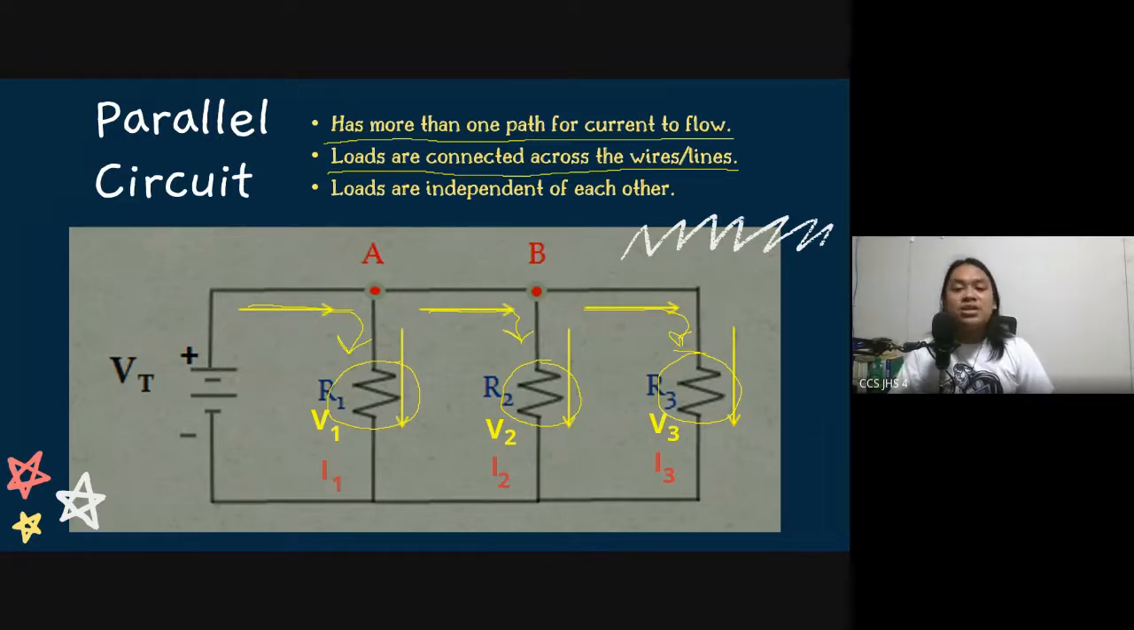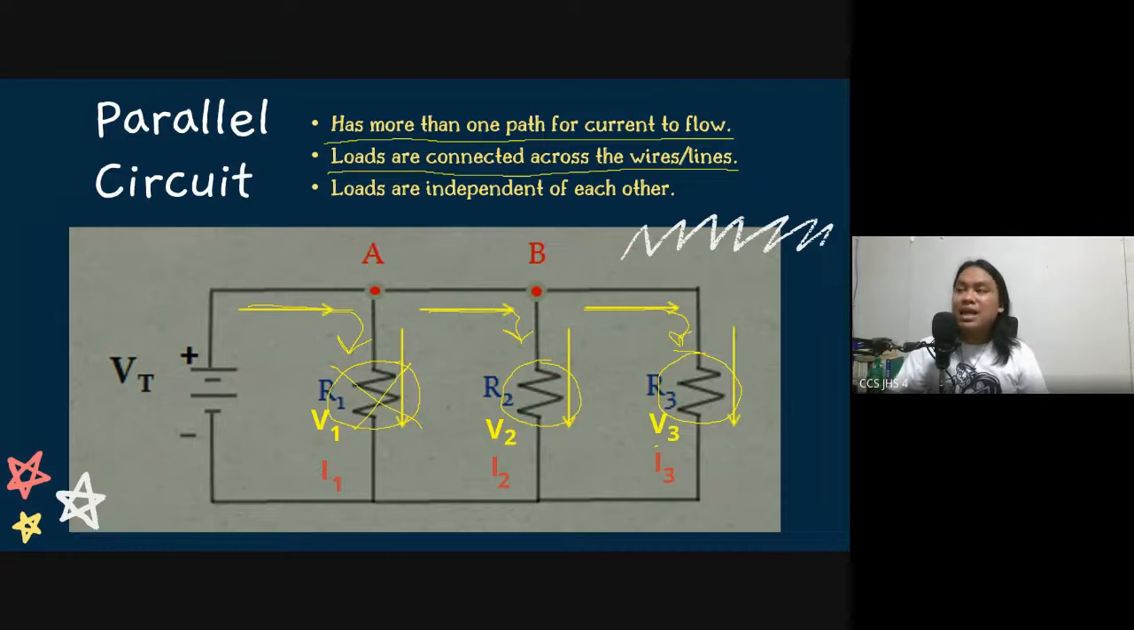What does independent mean? Unlike our series circuit where they are connected along one line, in our parallel circuit each load has its own connection or its own conductor. So whenever load number 1 gets busted, loads number 2 and number 3 will still function because they have their own lines. The current will still flow towards them. Okay? Understood? Okay, very good.